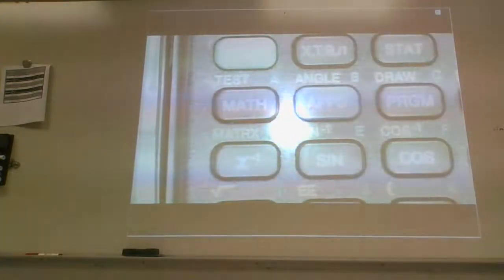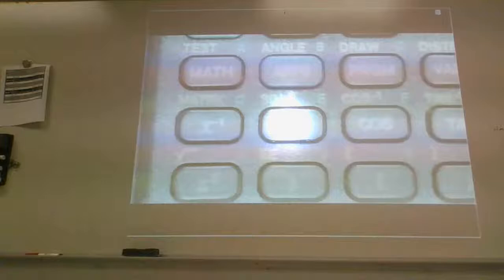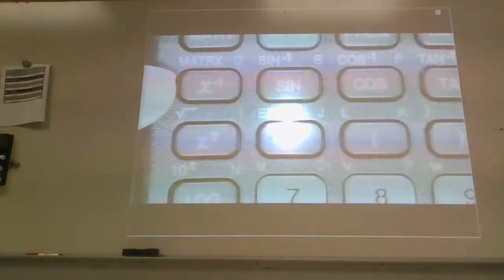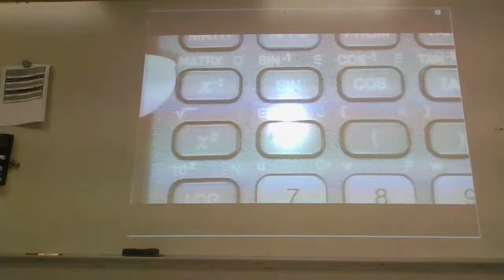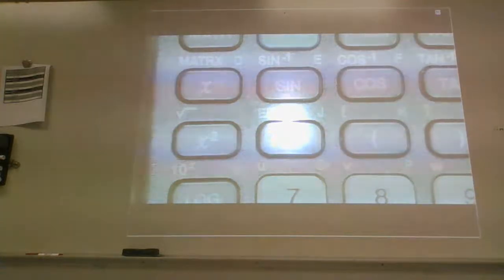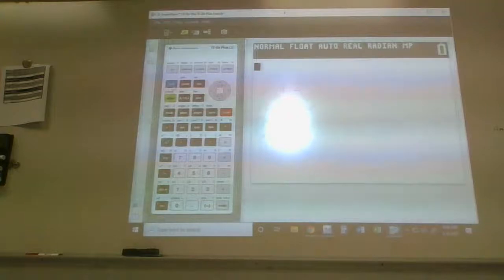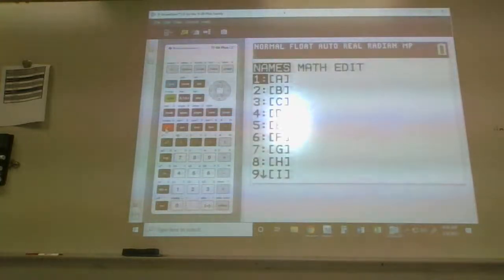There it is. If you hit second on the left side of your calculator, and then this button right here, it'll take you to that matrix. Except it's missing an I. I never noticed that till now. It's missing an I. That's cool. Anyway, on the graphing calculator, on the computer, it's the same thing. Second, and then this button, and it'll take you to this screen.